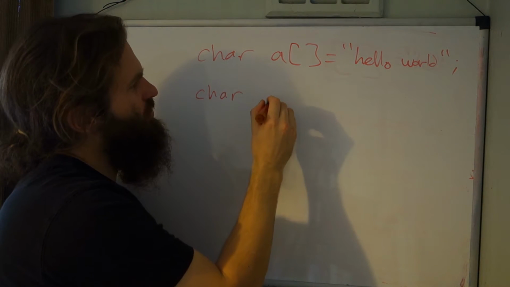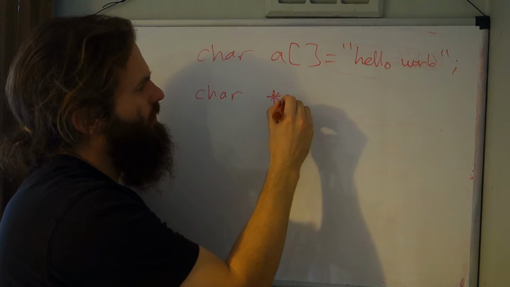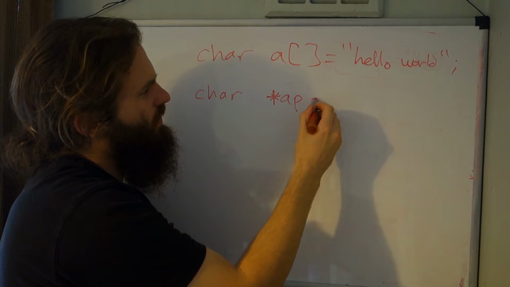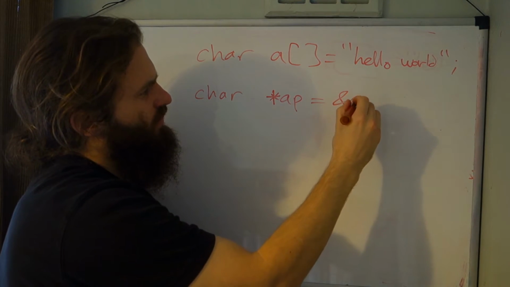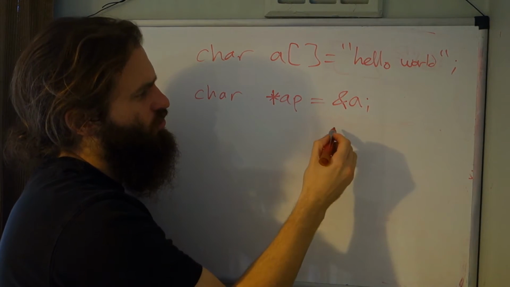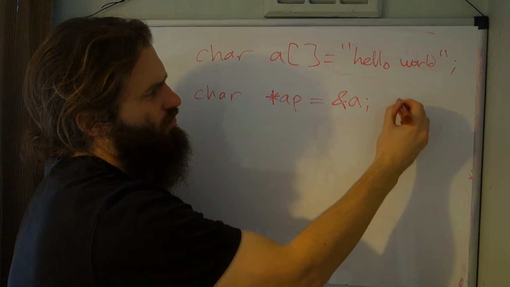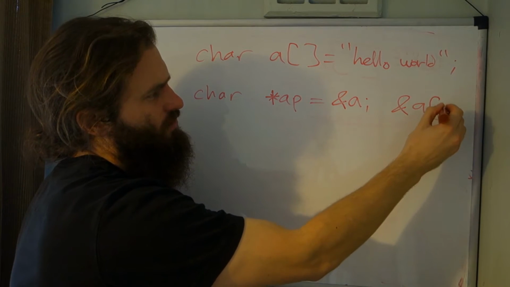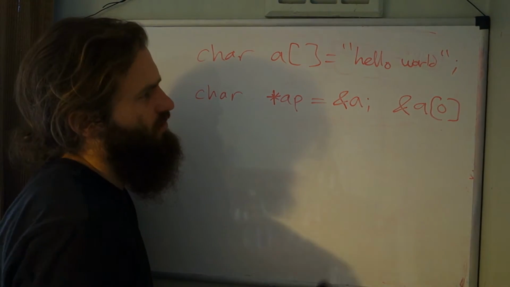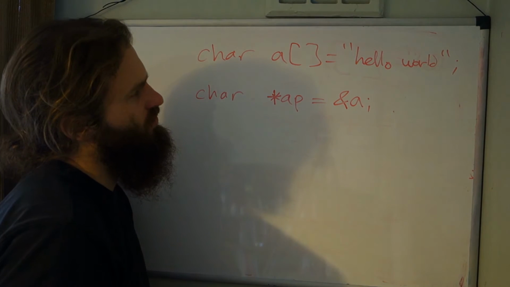We can create our character pointer, AP, and that can point to the address of A. And by the way, this is equivalent: you could write the address of A[0]. So for the 0th element, that's equivalent. That will point to the start of it.